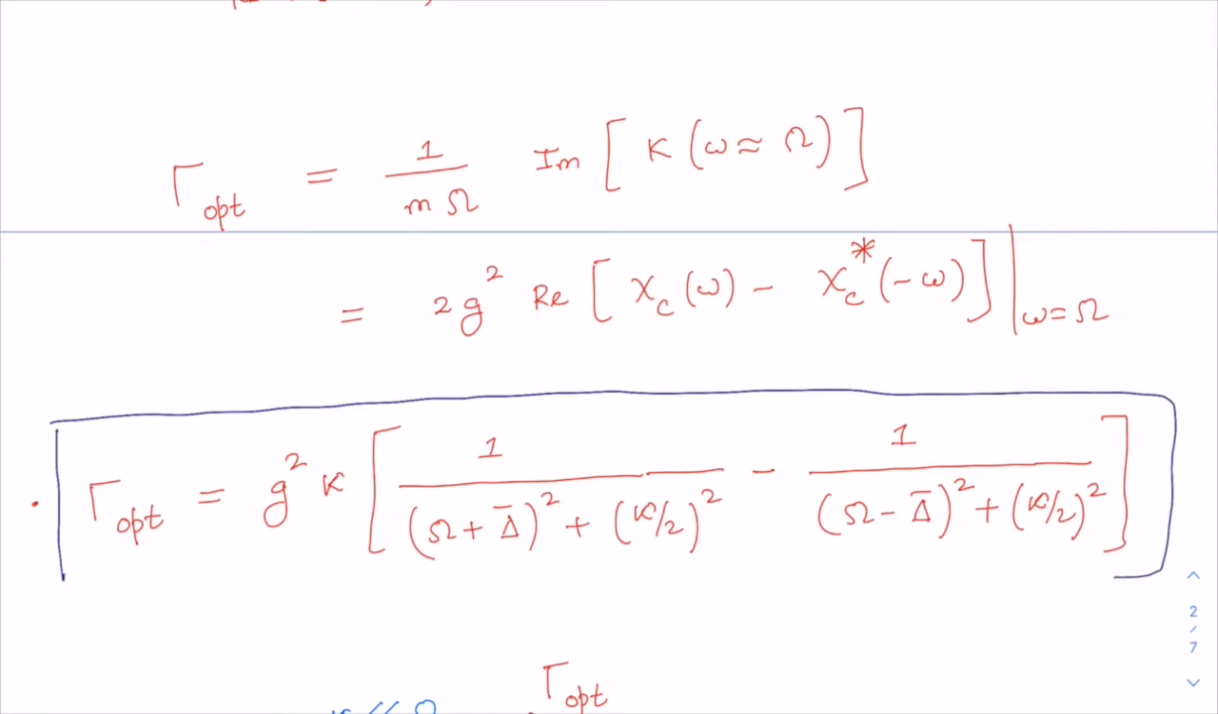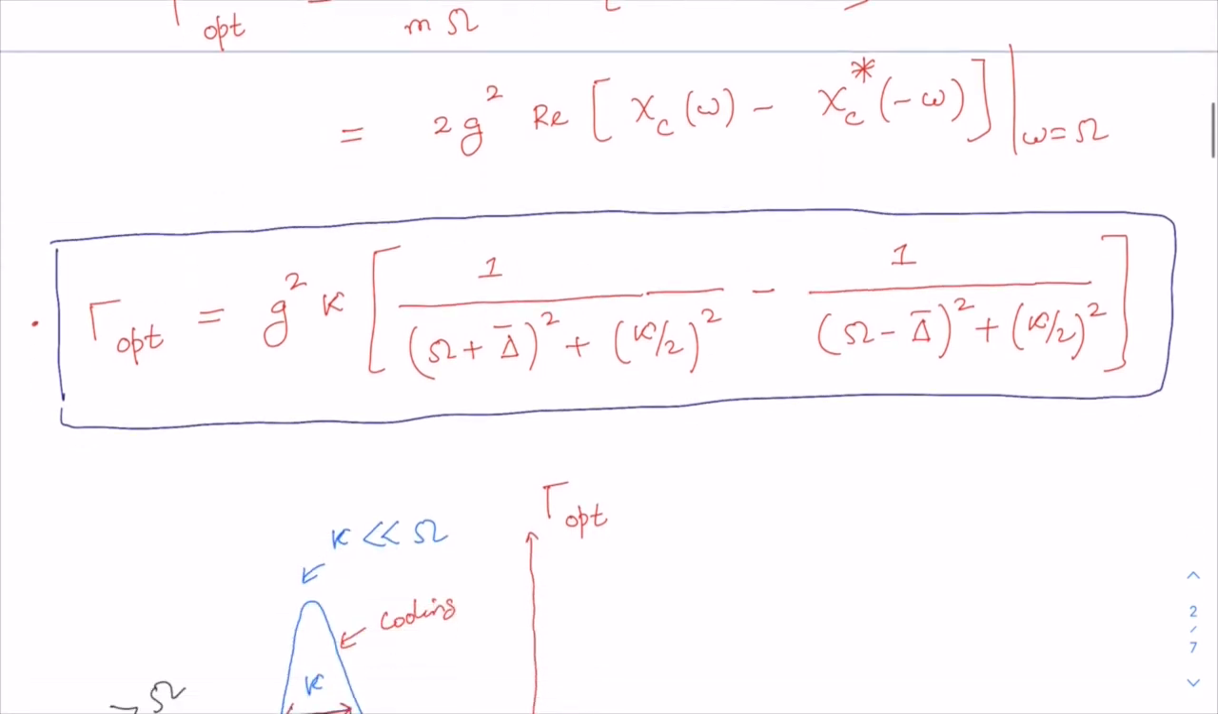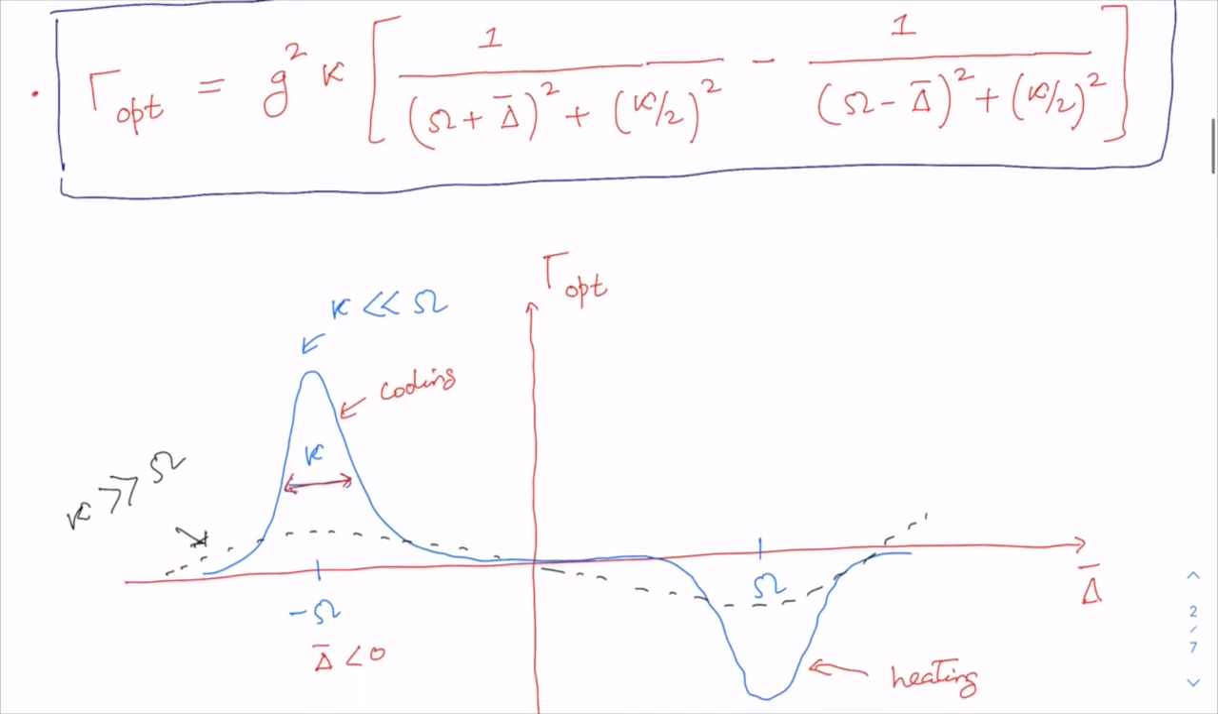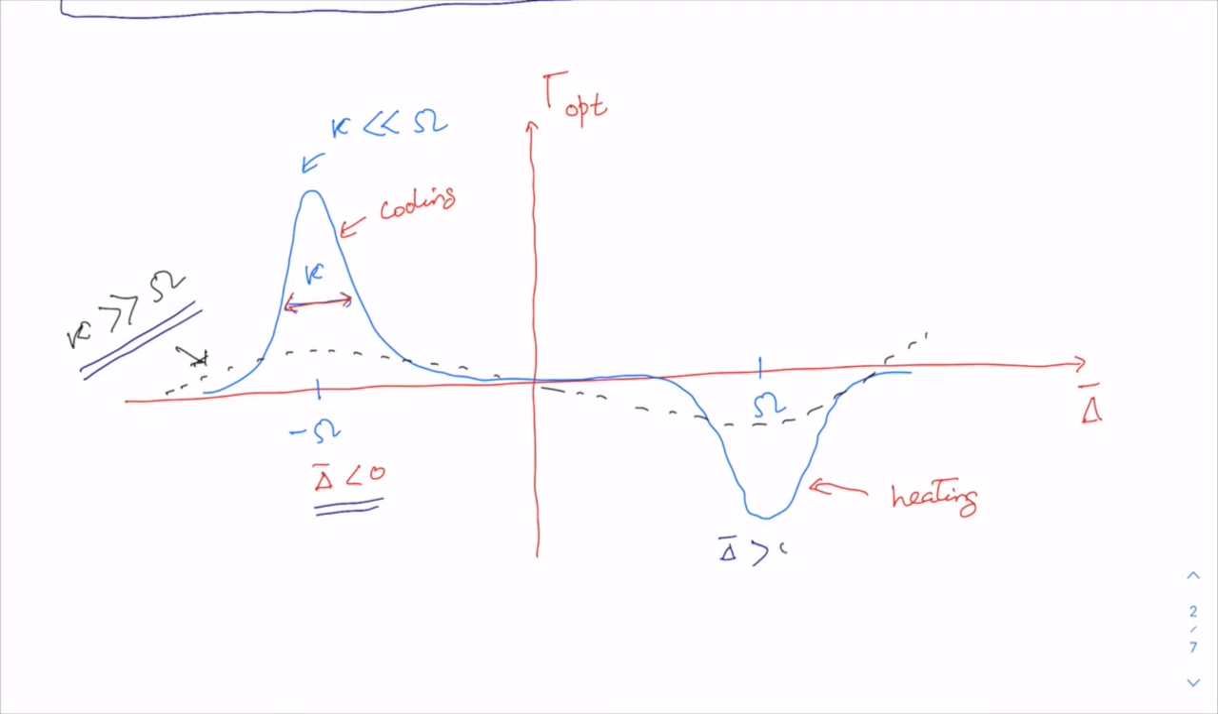This is the extra damping or the light induced damping term, and when we plot the optical damping versus the detuning parameter, we saw that for the regime when the cavity damping kappa is much larger than the resonance frequency of the mechanical oscillator, we get an antisymmetric plot. It shows that when the detuning is negative, delta less than zero, we have a positive damping. On the other hand, if delta, this detuning parameter, is greater than zero, we have a negative damping. That means we'll get a heating effect when the detuning is positive, and we'll get a cooling effect when the detuning is negative.